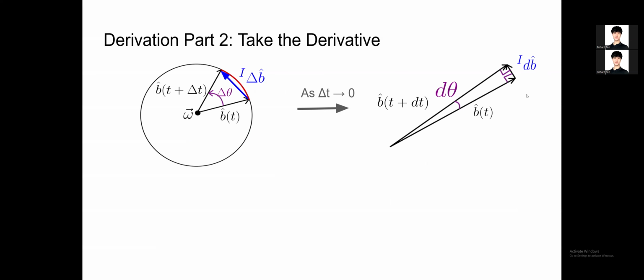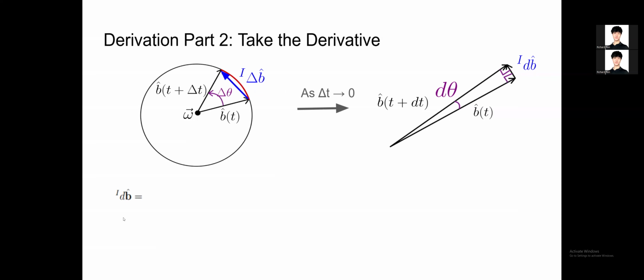And note that since this triangle formed by B hat, dB, and the new B hat has an angle d theta which is approaching 0, these two angles will approach 90 degrees. Hence, B hat is perpendicular to dB, and dB has a direction of this way.